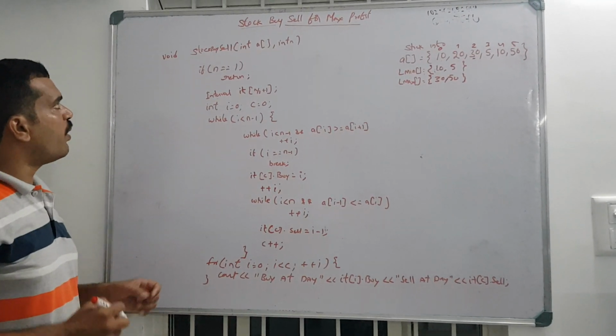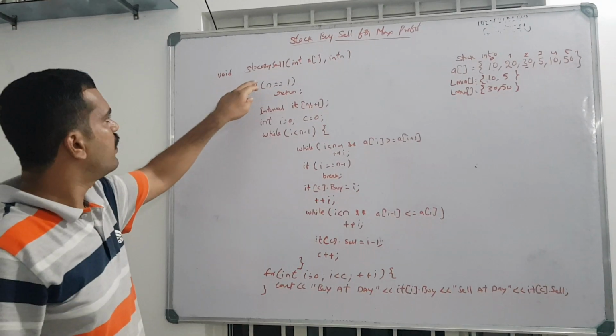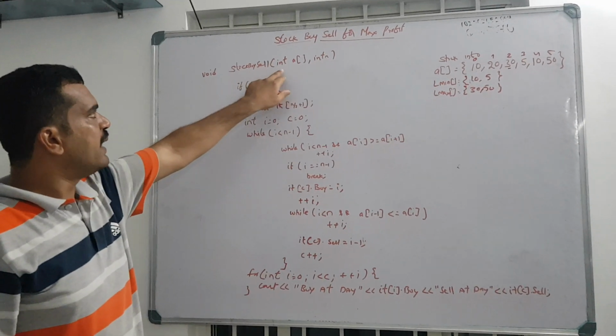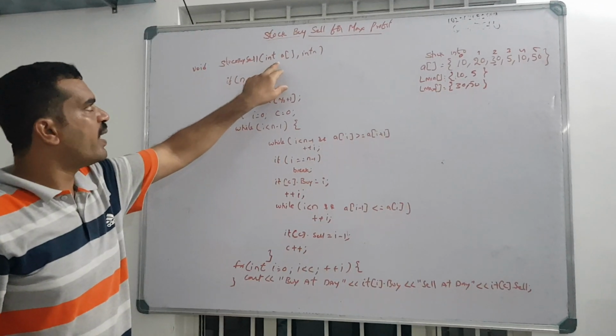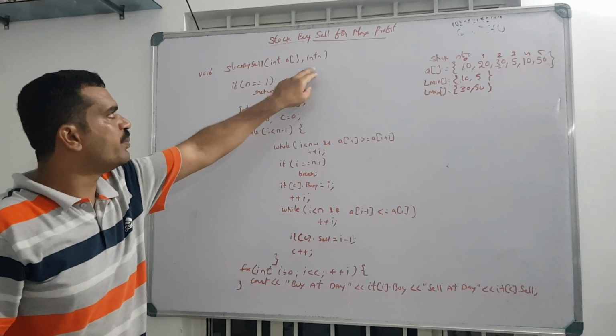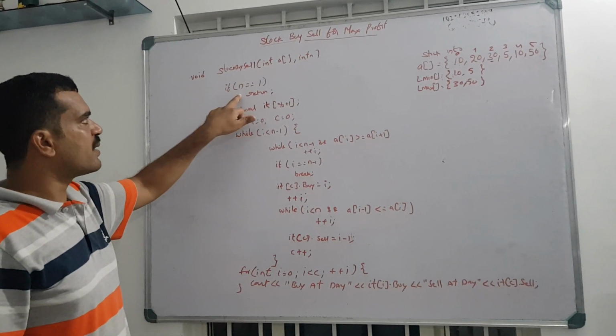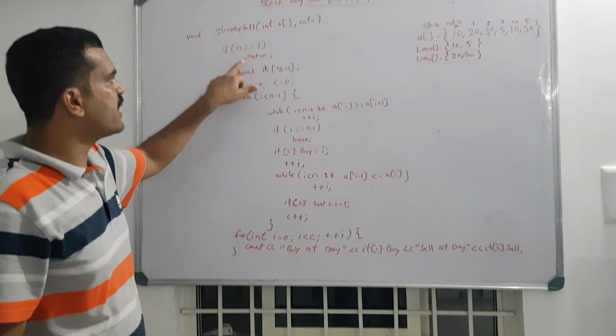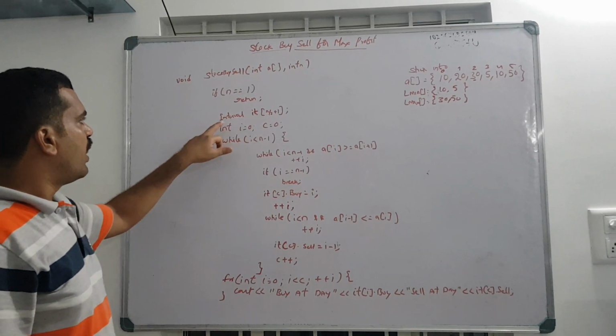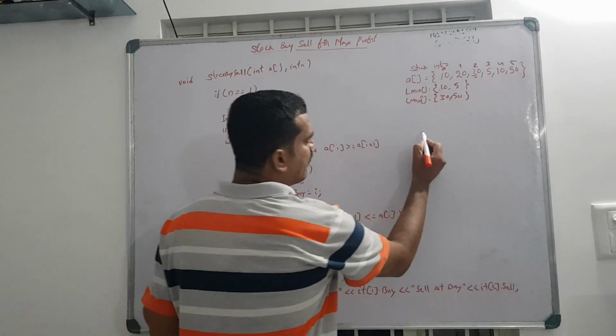Now coming to the coding part, I have already written code here. So stock buy sell will take two parameters. One is for the input array and the second parameter will be size. So if the input array size is 1, then no need to do anything. We just return here. And there is an interval class we will take here.